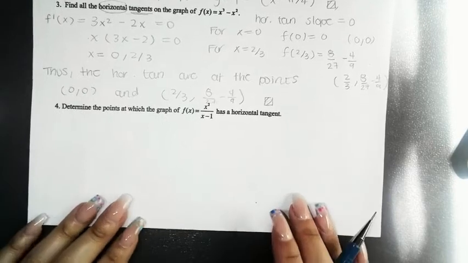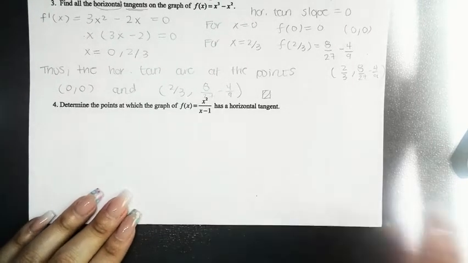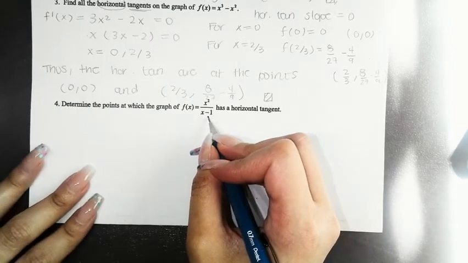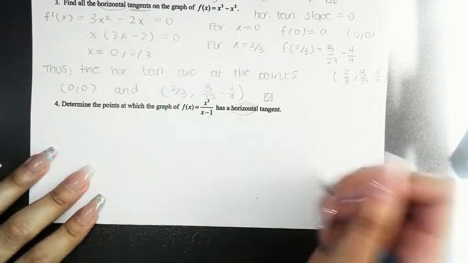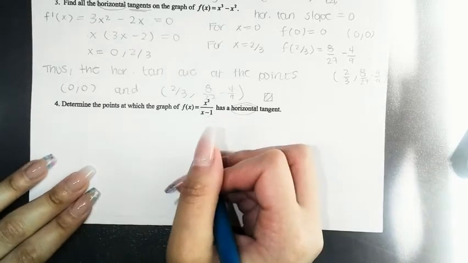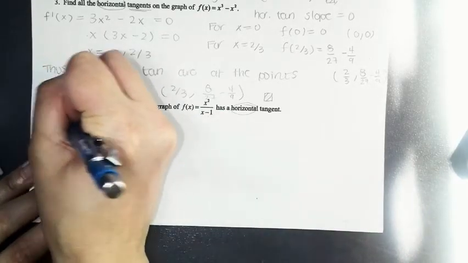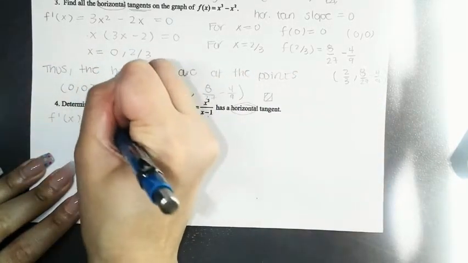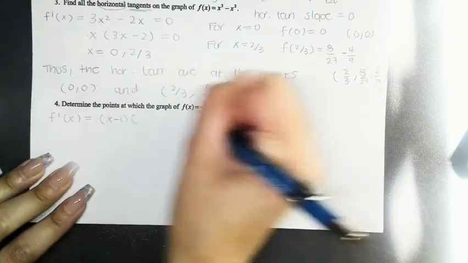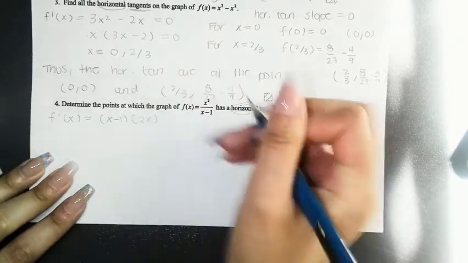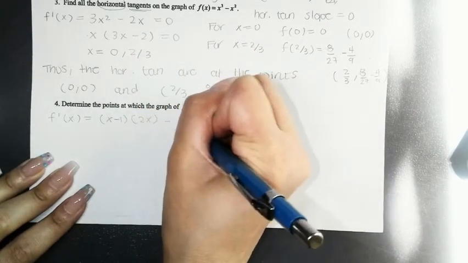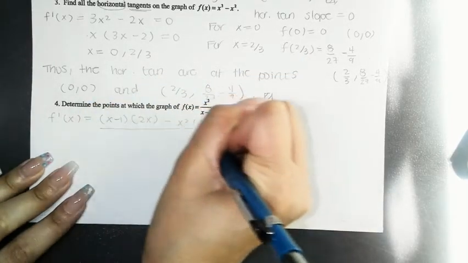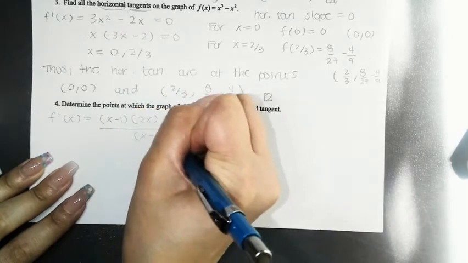You need to determine the points at which the graph of f of x is equal to x squared divided by x minus 1 has a horizontal tangent. It's pretty similar to the previous one. What are you going to do? Take the derivative. It's going to be the bottom one times the derivative of the top one, which is 2x, minus the top one times the derivative of the bottom one, which is 1, divided by the bottom one squared.